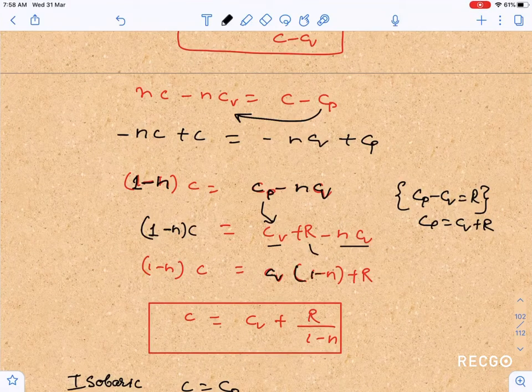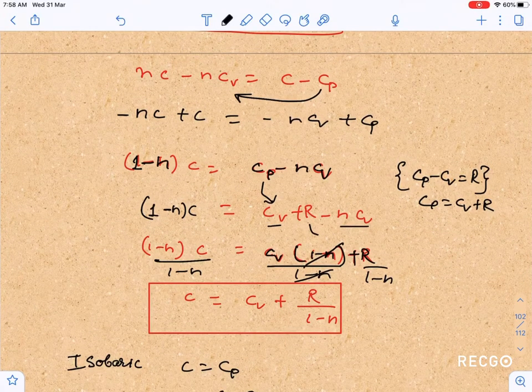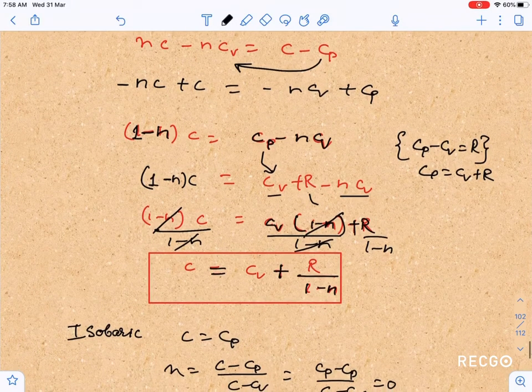Cv is equal to 1 minus N plus R, so I can write that C is equal to this, I have divided all the sides by 1 minus N. This 1 minus N, 1 minus N cancel, so C is equal to Cv plus R upon 1 minus N. This you have to keep in mind, C is equal to Cv plus R upon 1 minus N.